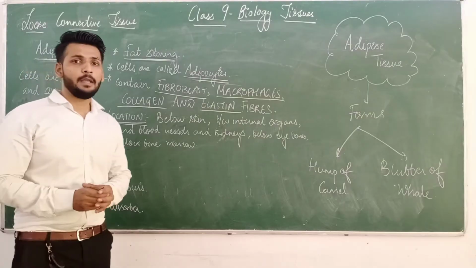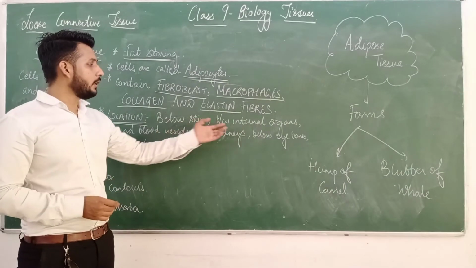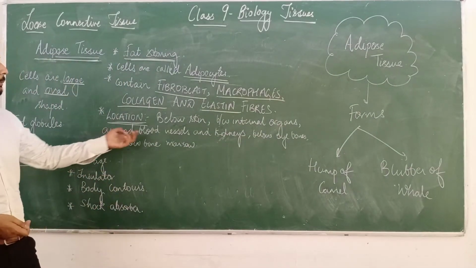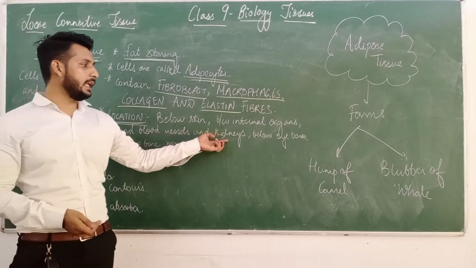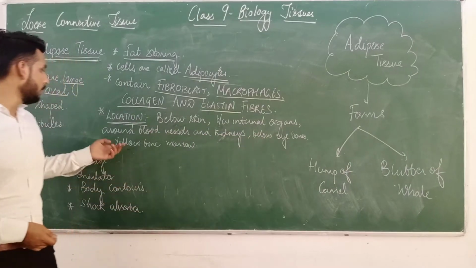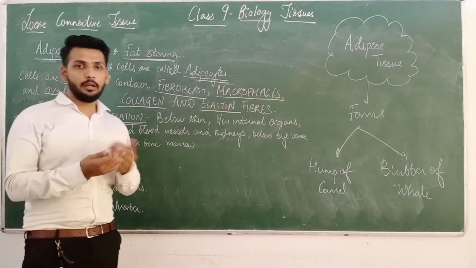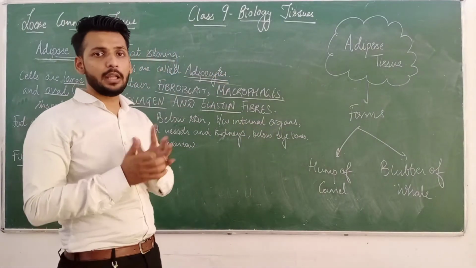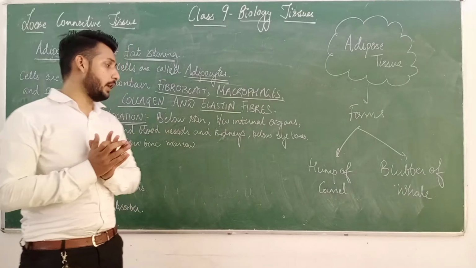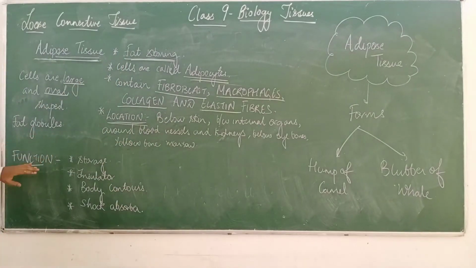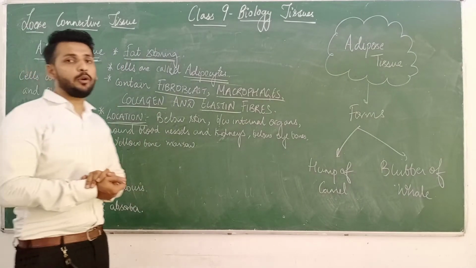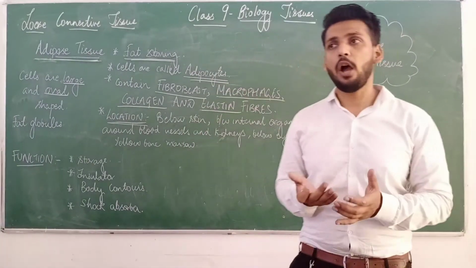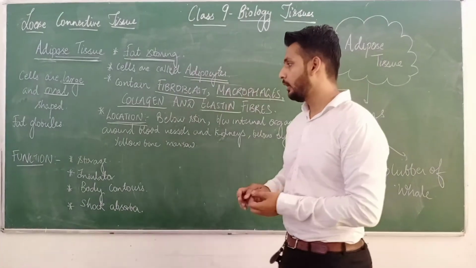Next, it is also present between internal organs, among blood vessels, kidney, below the eyeball, yellow bone marrow, etc. Next, we are going to study its main functions. The main function is storage of fat, which is used in providing energy.